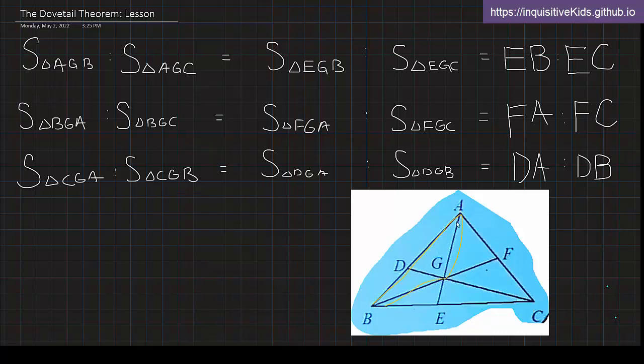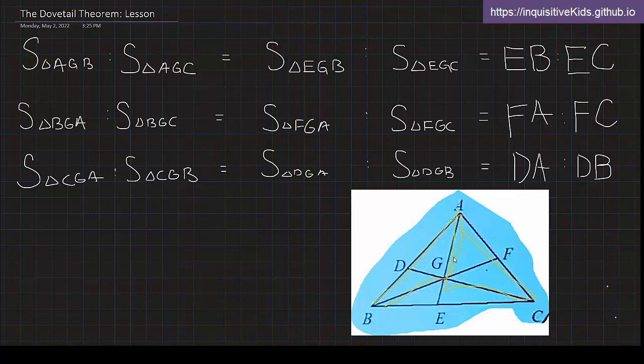Over here, these are our triangles AGB and AGC, right? They have the same height. It's just that their bases have a different length. Over here, BE is not the same as EC, and even if it was, this would still hold true. Anyway, these 2 bases have that relationship. So actually, the ratio of AGB to AGC is the same as EGB to EGC, which is the same as EB to EC.